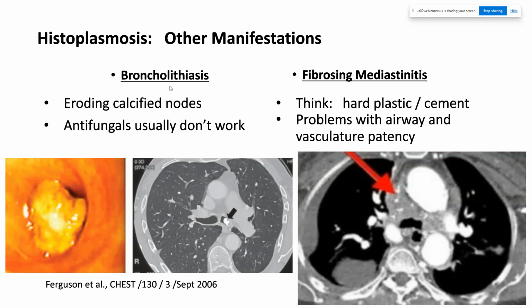The other problem that they get is broncholithiasis, and this is where they basically look like you're eroding calcified nodes. Here's one endobronchially, and you can see on the CT how it's nearly completely occluding the left main stem. Antifungals don't work in this. This is not an active infection. This is old calcium fibrotic material that gets hardened and just erodes its way across into the airway.